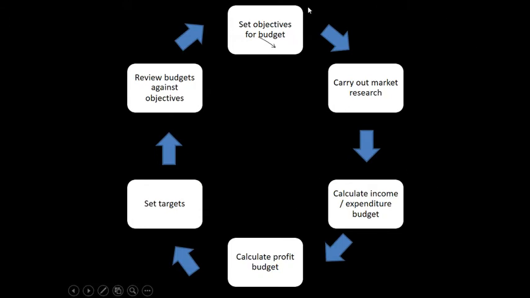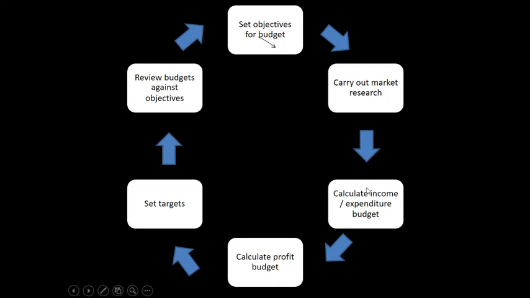So there is a process for setting budgets. First of all, we want to set the corporate objectives. What are we trying to achieve with this budget, and how is this budget contributing to our overall objective? We then carry out some market research, calculate the income and expenditure budget. Once we've got these, we can calculate our profit budget.